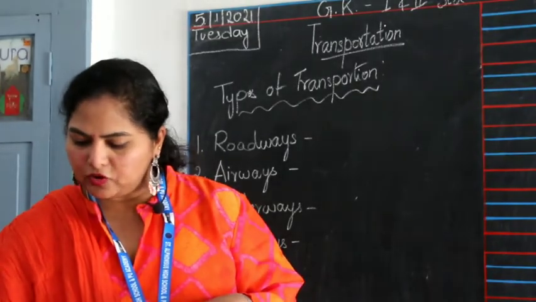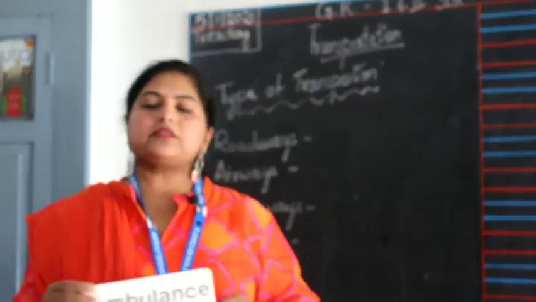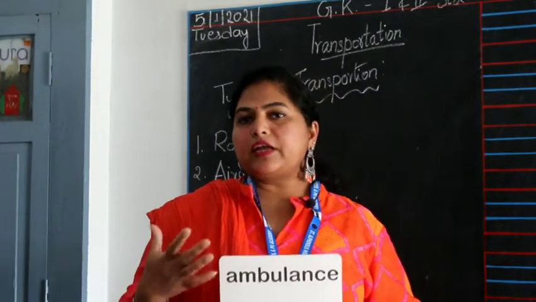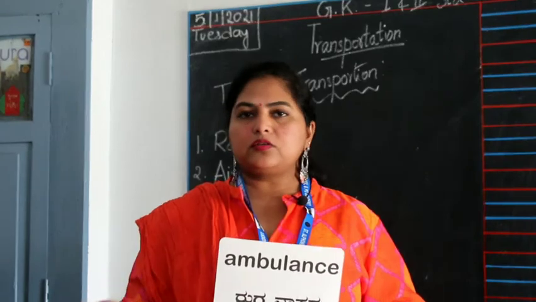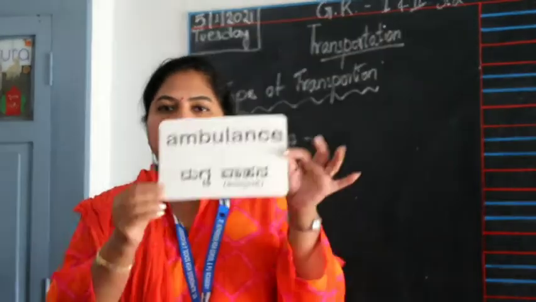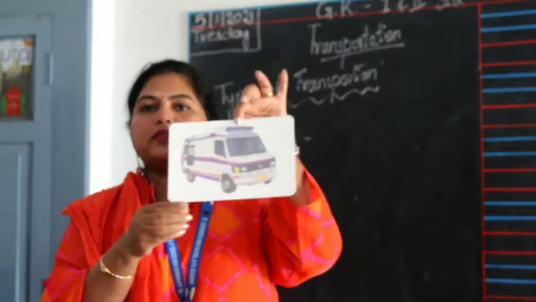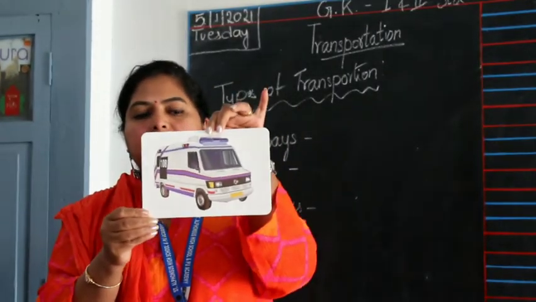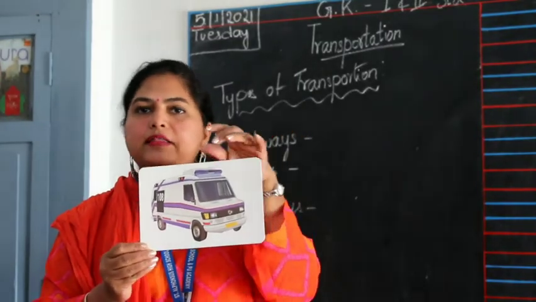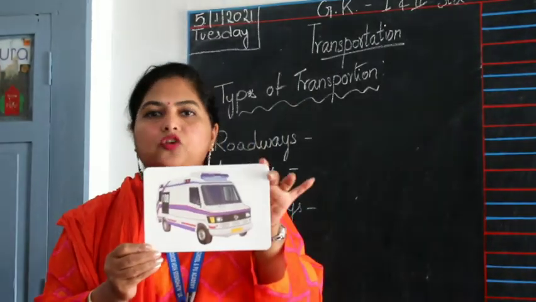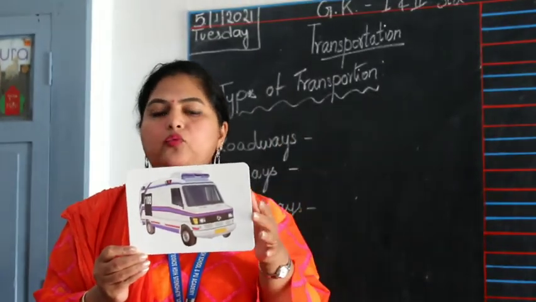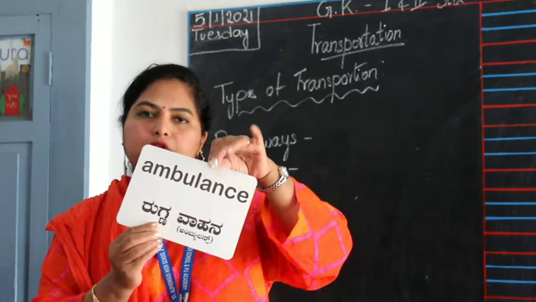And then when somebody is sick at home and you're not able to take them to the hospital, they're not able to get up and walk, they can't sit on the bike or get into the auto or your car, then you call the ambulance. Ambulances come from the hospital. They have a stretcher in which your patient is laid, and they take them to the hospital and leave them back home if they're still not able to walk. So this is an ambulance.